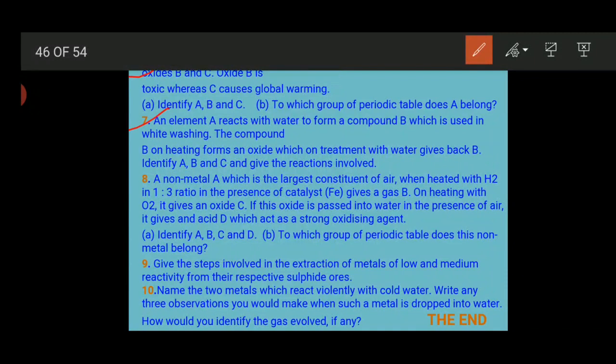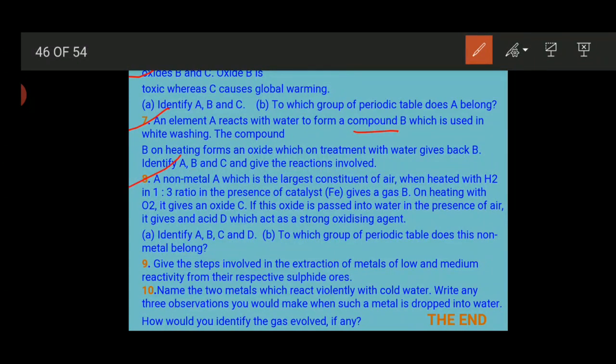Seventh question is, an element A reacts with water to form compound B, which is used in whitewashing. The compound B on heating forms an oxide, which on treatment with water gives back B. Identify A, B and C. This is a reaction which takes place with the help of calcium and it forms calcium oxide, calcium hydroxide.